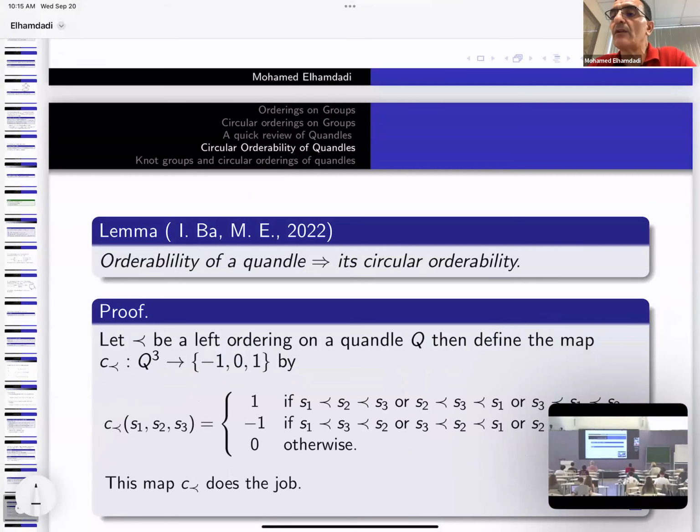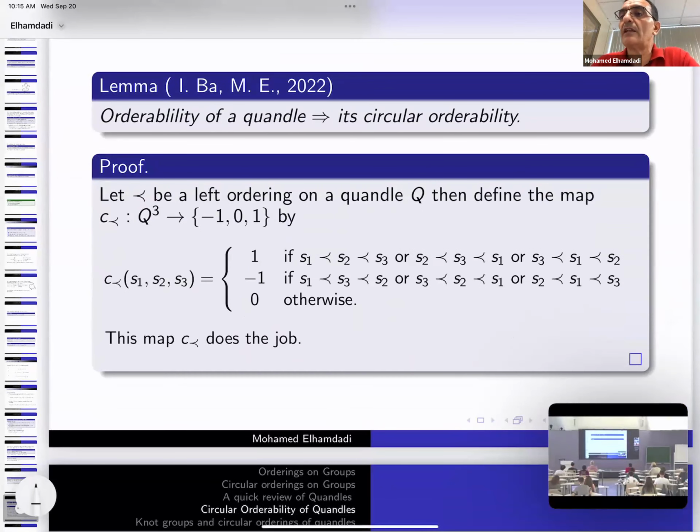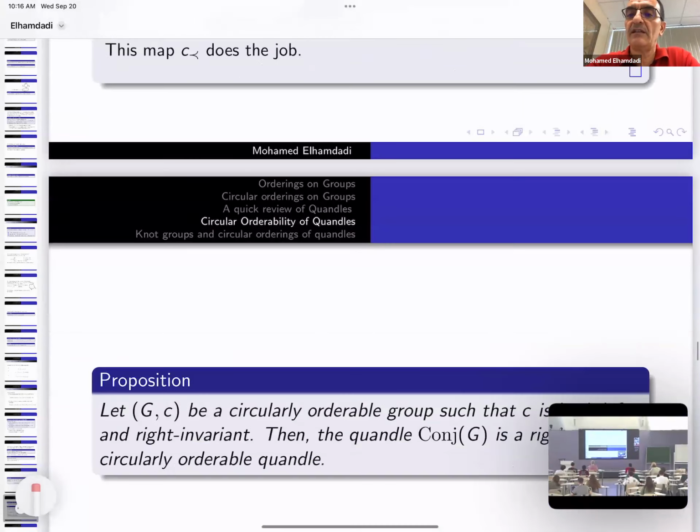Orderability of quandles gives circular orderability, as I mentioned earlier in the previous case. More explicitly, if I have a left ordering on the quandle Q, we define the map C coming from the order on Q by the following formula. This piece is exactly what I was mentioning earlier. If you place S1, S2, and S3 and go clockwise, S1 less than S2 less than S3, or basically S2 less than S3 less than S1, this is how you give the value 1 for C, negative 1 if you go the other direction, and if any two of them are equal, it's 0. One can quickly check that it satisfies the property.